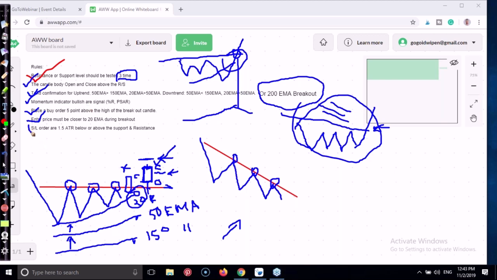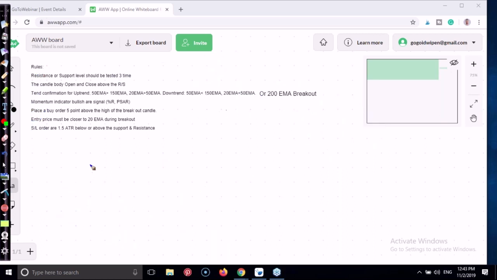And SL, always use SL at least 1 ATR, 1.5 ATR, right? So how to use 1.5 ATR? Suppose here price is running in this area, like 10, then use 15 points, remember, I'll show you exactly how to use. All right, so let's jump directly into our chart, right? So MACD, Super 10, RSI, that is the other condition.